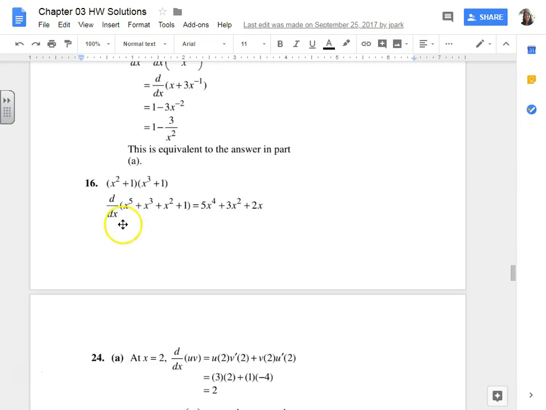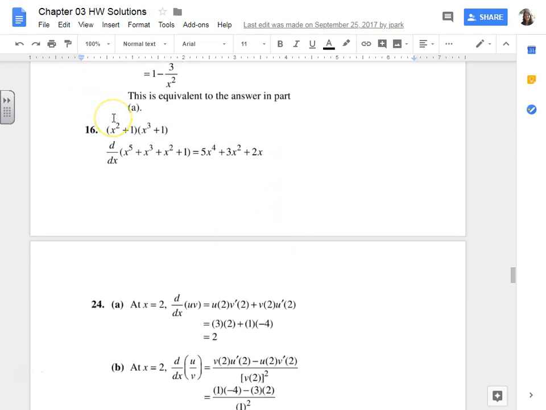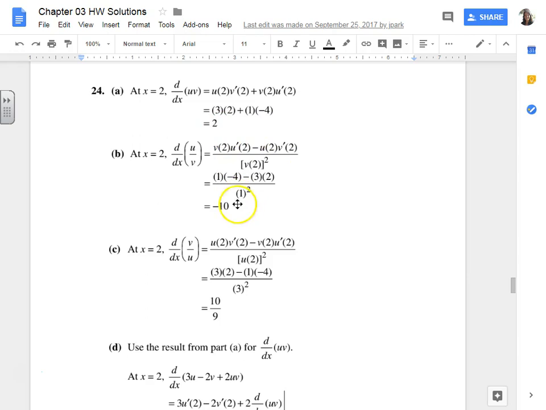Anyway, so number 16, power rule. Wait, how did they just do a power rule instead of the product rule? What'd they do first? They foiled, and then they were like, got it. So if you did the product rule, it might look a little bit different, yeah? The product rule would have been, you couldn't have factored out anything. I guess you could have factored out an x. That's about it. 24a, 2, b, negative 10, c, 10 ninths.